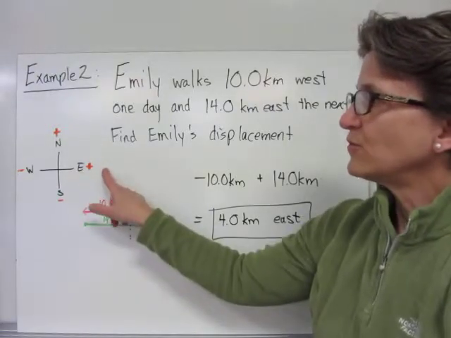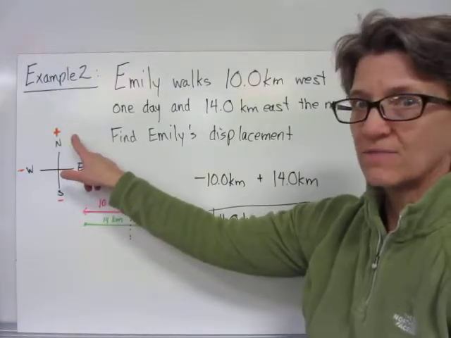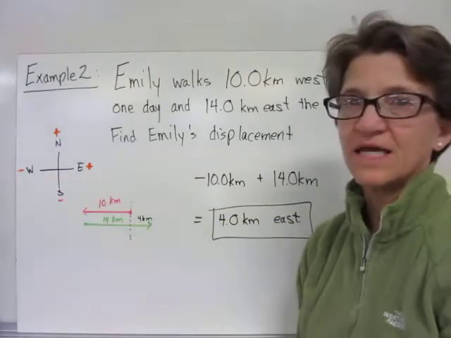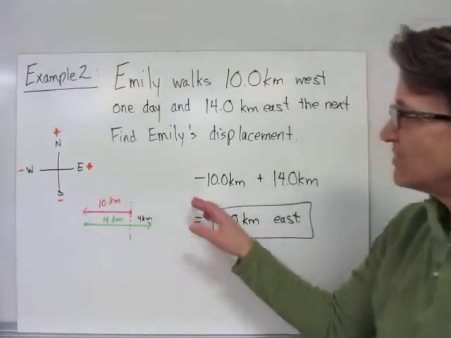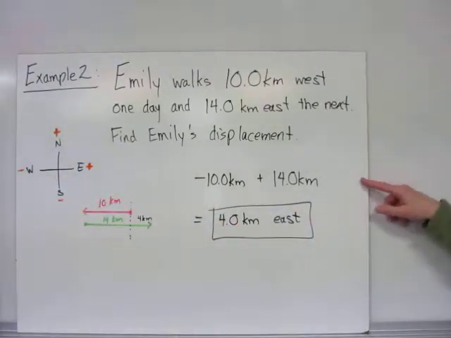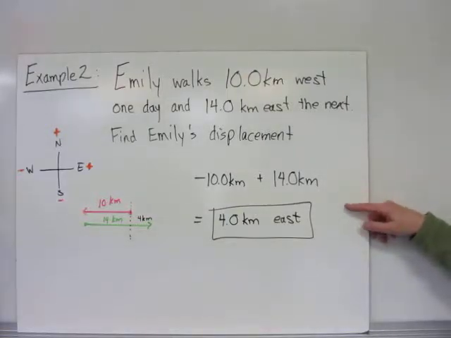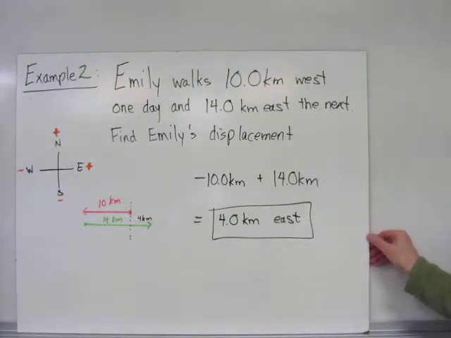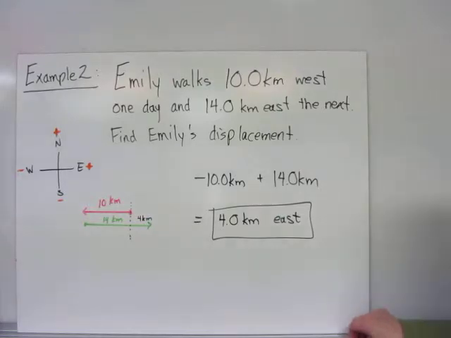Mathematically, we usually use east and north as positive values, west and south as negative values. So adding these vectors, I have negative 10 kilometers plus 14 kilometers, which will give us a net displacement of 4 kilometers to the east.